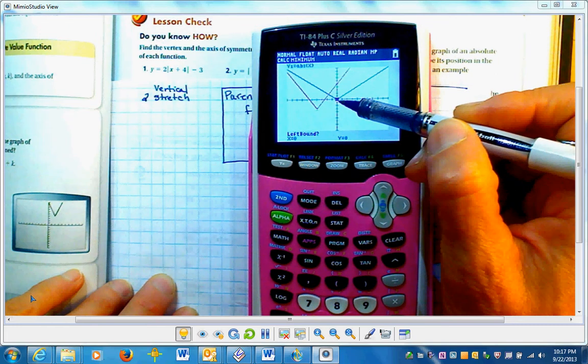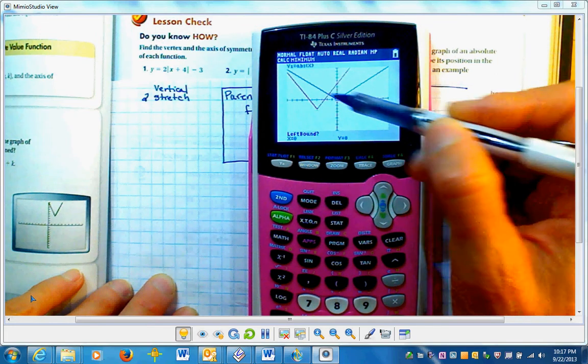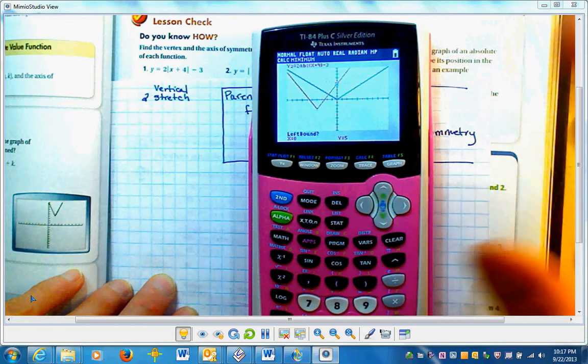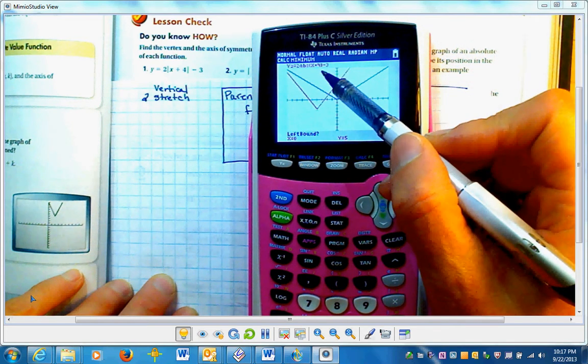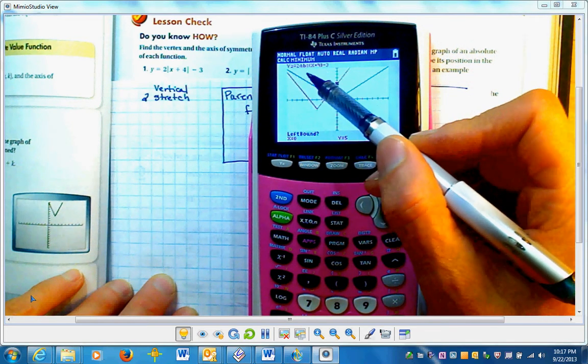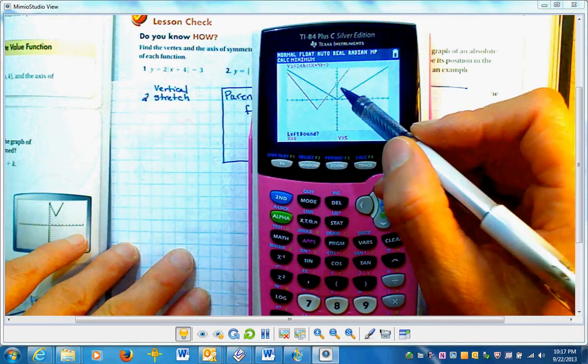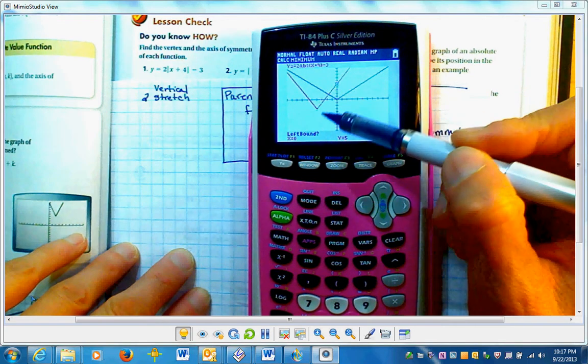Now, you see my cursor is on the wrong function. I don't want it on the absolute value of x. So I'm going to push my up arrow, and notice how it jumped to right here. That's the exact equation I want. It's the same one as this. So it's asking me some questions down here though.